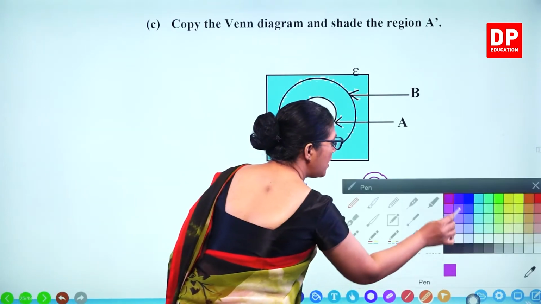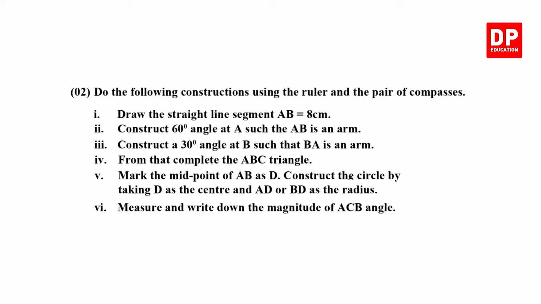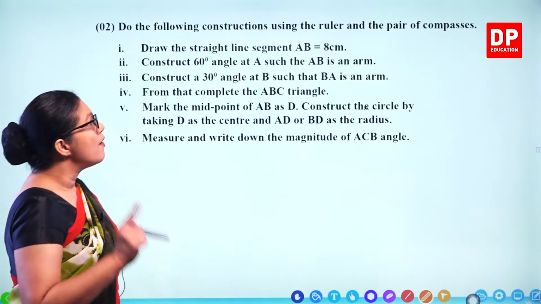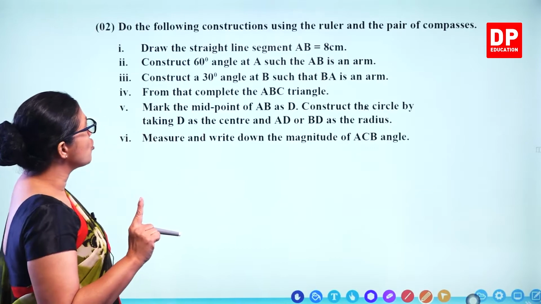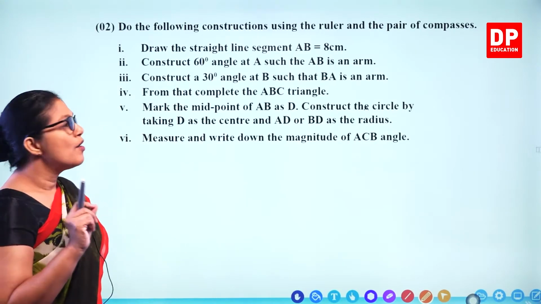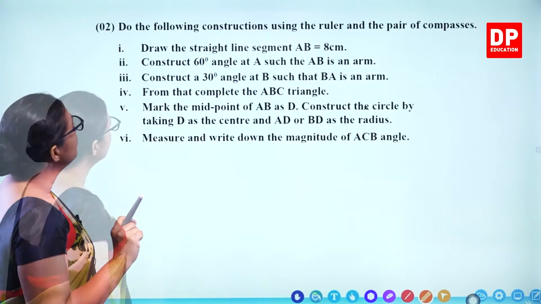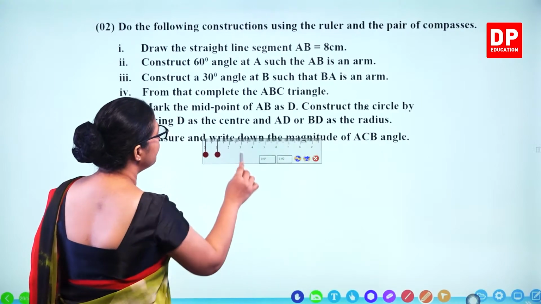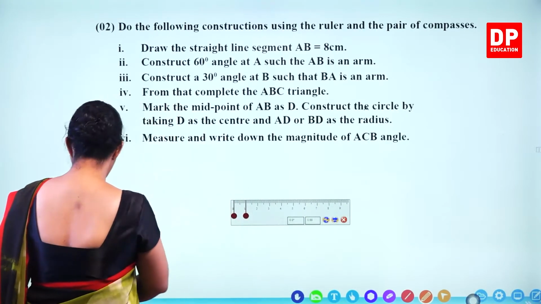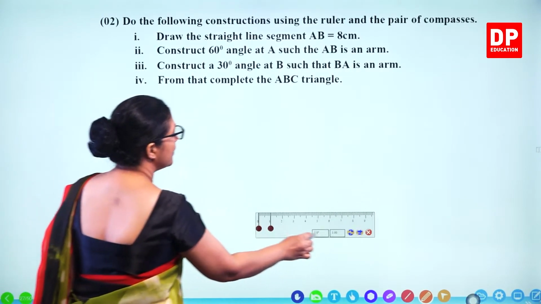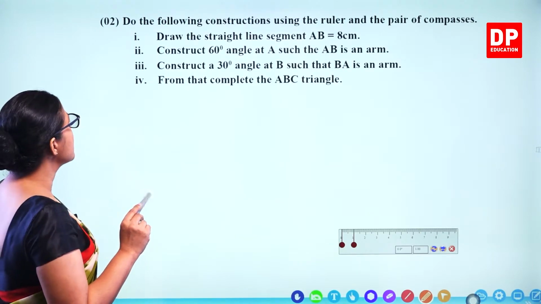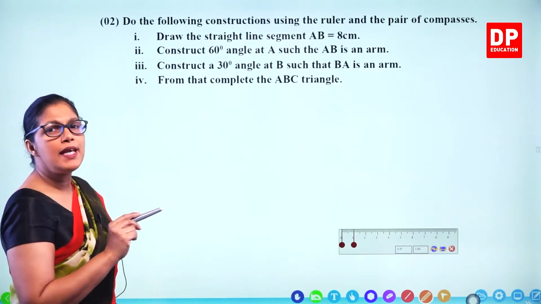So let's move to the second question. So let's do question number 2. Do the following constructions using the ruler and the pair of compasses. So, when you see the word construction, you can use only the ruler and the compass. So, we'll take the geometry set. We need ruler first. Draw the straight line segment AB 8 centimeters.